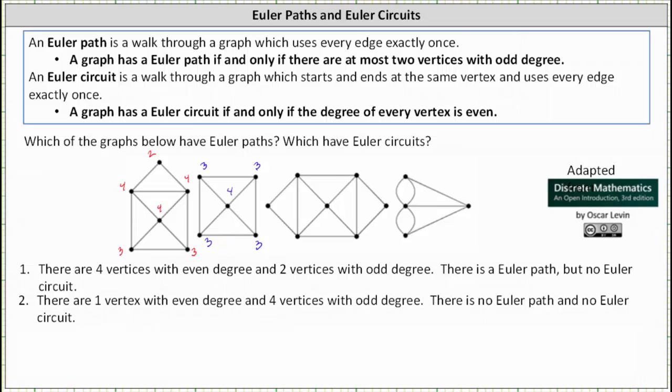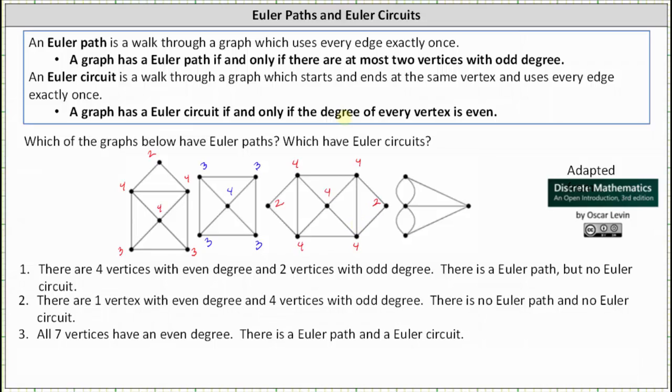And for the next graph, we have degree 2, degree 4, degree 4, degree 2, degree 4, degree 4, and degree 4. All 7 vertices have an even degree. This indicates the graph has both an Euler path and an Euler circuit.